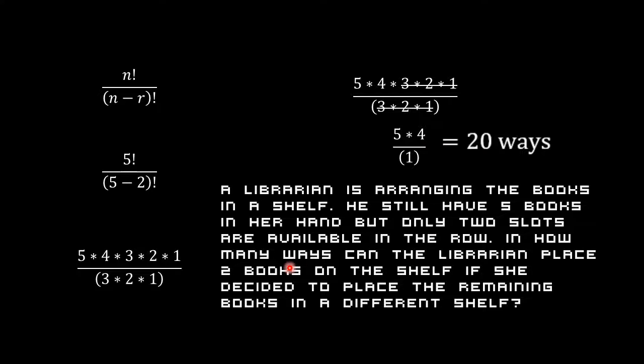It's stated that way, this statement right here, can the librarian place two books on the shelf if she decided to place the remaining books in a different shelf, only means that the librarian is not already considering the three books that would remain to be put on the shelf. She would just put them on a different row. That's it. That's just the meaning of that statement. So we finally solved for the ways she can do that. And let's proceed to the next problem.